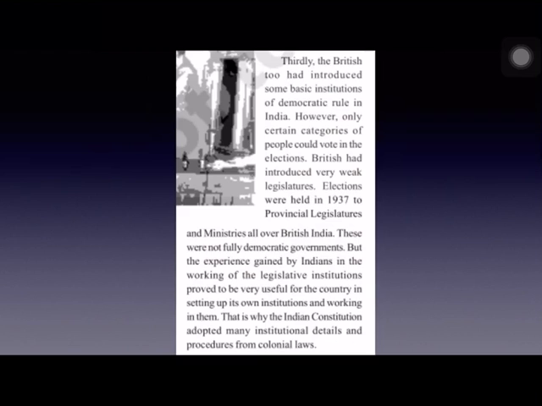But the experiences gained by the Indians in the functioning of these legislative institutions helped them to a great extent. And that is why the Indian Constitution adopted many institutional details and procedures from colonial laws, mainly the provisions of the 1935 Government of India Act. It was passed by the British government, and the provisions of this Government of India Act 1935 were adopted in our constitution.